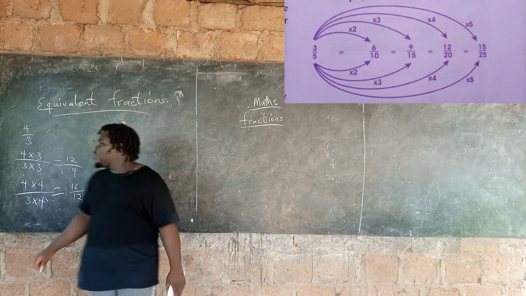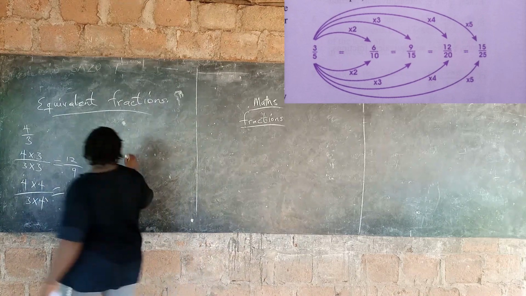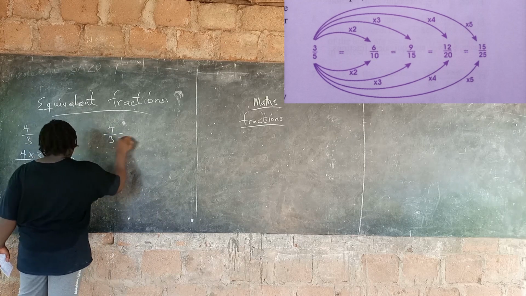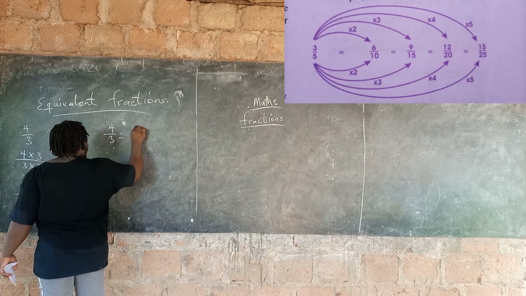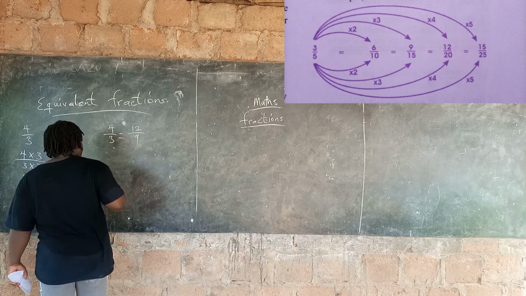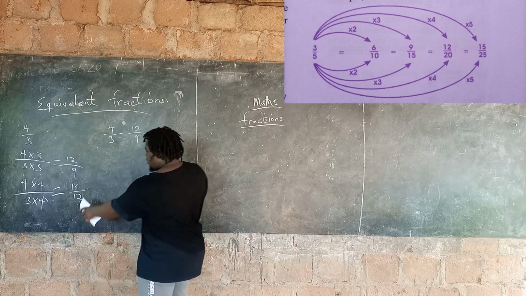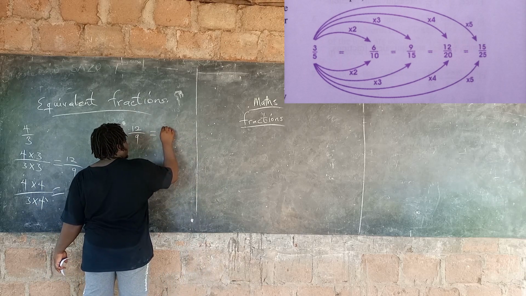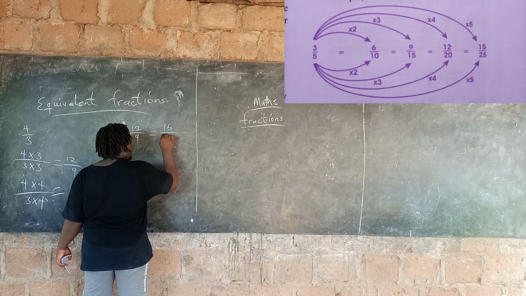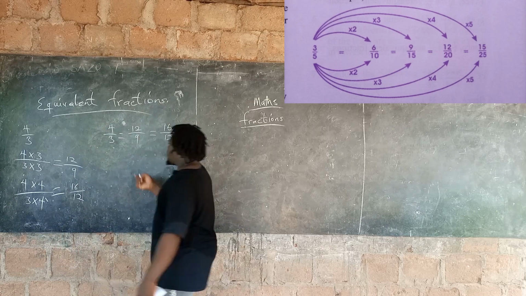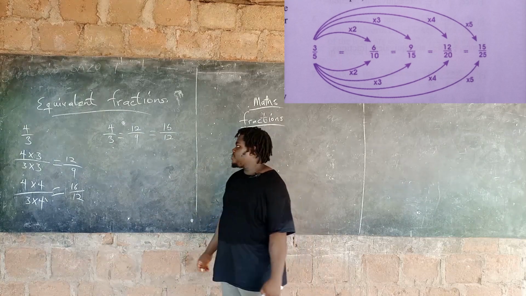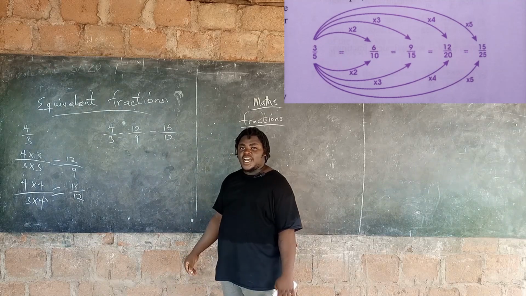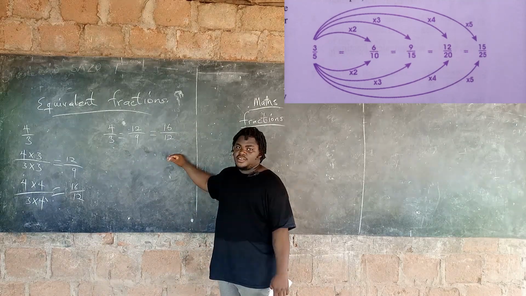Good. So what this means is that 4/3 is equal to 12/9, and it's equal to 16/12, sorry, 16/12. So this is an equivalent fraction. These and these and these are the same in value, but they look different.